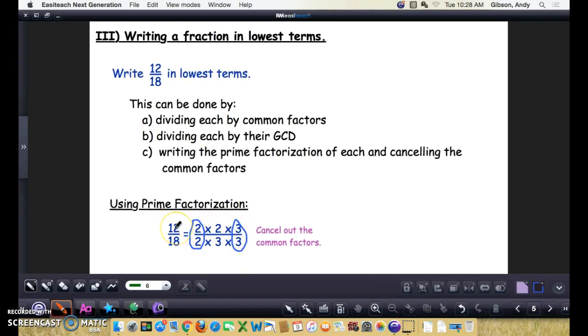I can take a 6 out of the 12 and the 18. When I take a 6 out of the 12, I am left with 2. When I take a 6 out of the 18, I'm left with 3. 12/18 simplifies down to 2/3. You can also use prime factorization. You can use the tree method or the cake method to get the prime factorization, and then you cut out the ones that are the same. You're left with the simplified fraction. Pretty cool.